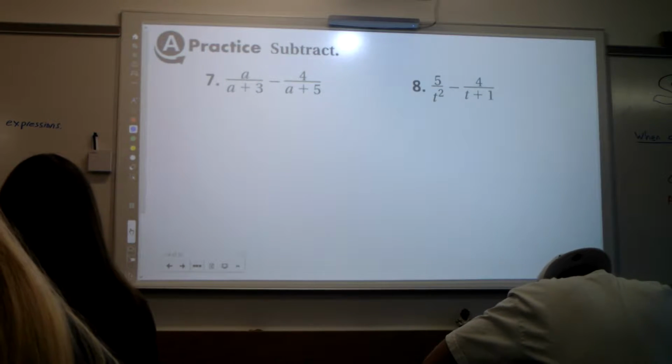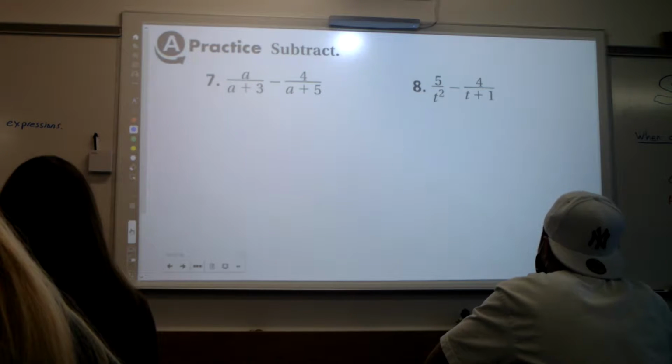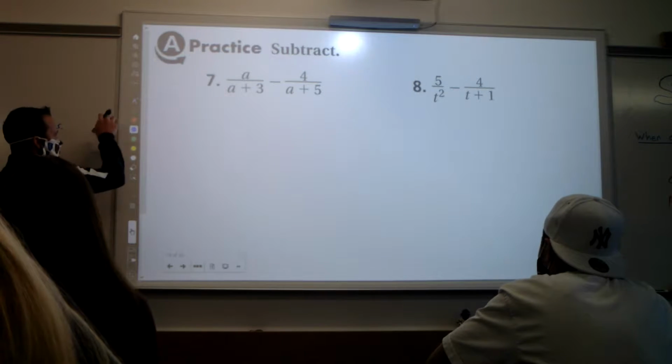Alright guys, just a couple more examples and then you'll get started on your assignment. Let's go to Josh Lim. Help me on 7. What am I going to do here?